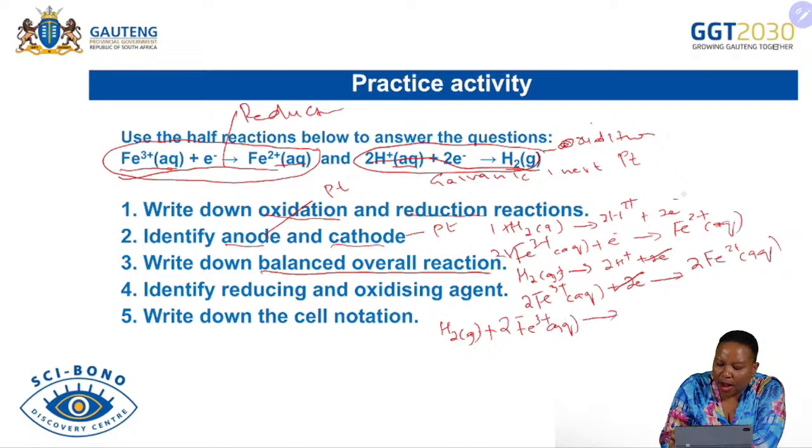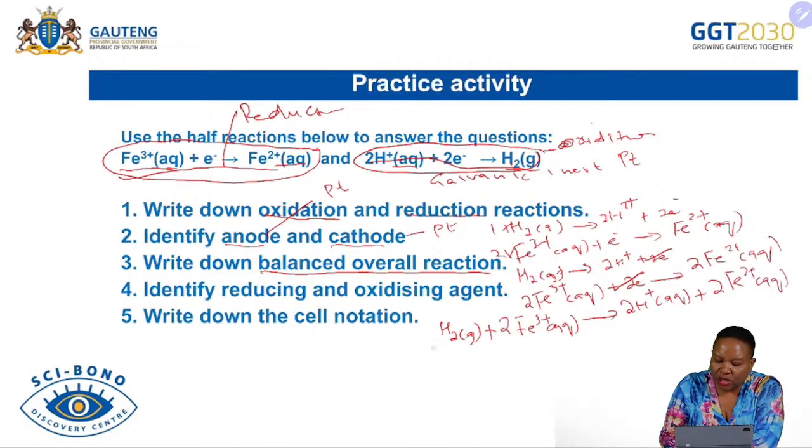And then our H2, after losing electrons, becomes 2H+, which is also aqueous because it's an ion, plus 2Fe2+, which is also aqueous. So this is our overall reaction. Then the other question says, identify your oxidizing and your reducing agent.